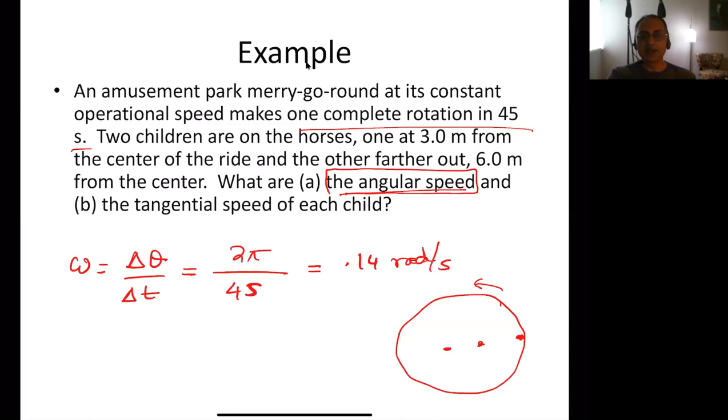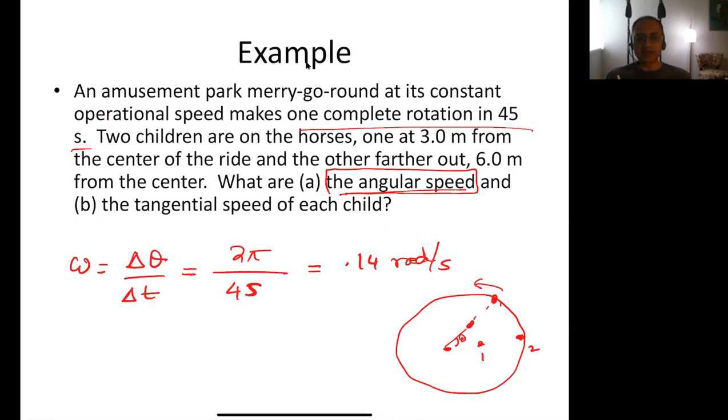The answer is no, because everything is rotating together, right? So they all have the same omega. That makes sense? So suppose at a certain instant, the two horses, 1 and 2, are over here. Next instant, when the merry-go-round rotates by a certain angle, the first horse will be over here, the second one will be over here. So they'll both trace out exactly the same angle in the same amount of time. So they're all going to have the same omega because they're rotating together.